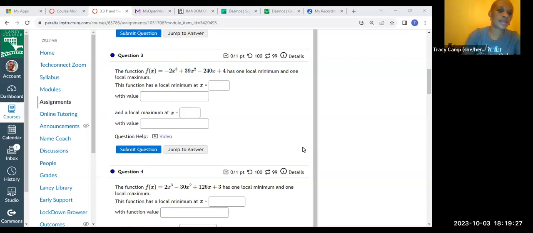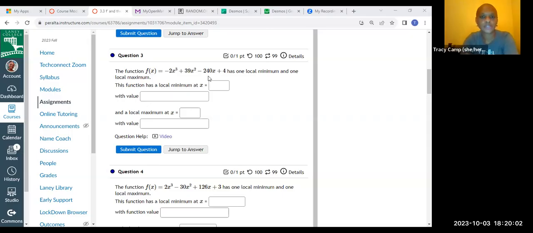This is section 3.3, problem number 3. This problem gives us this function here, negative 2x cubed plus 39x squared minus 240x plus 4.